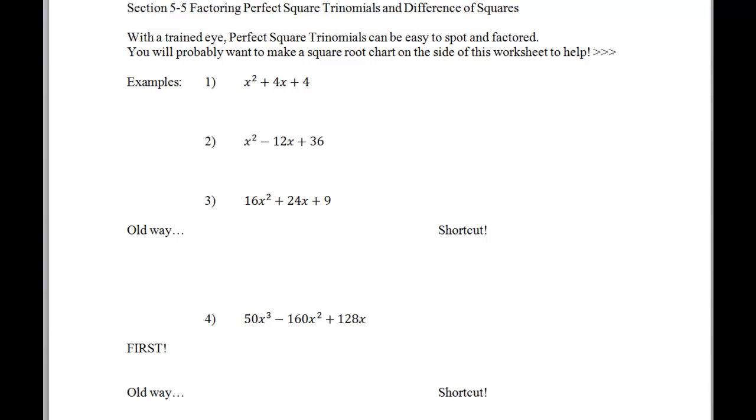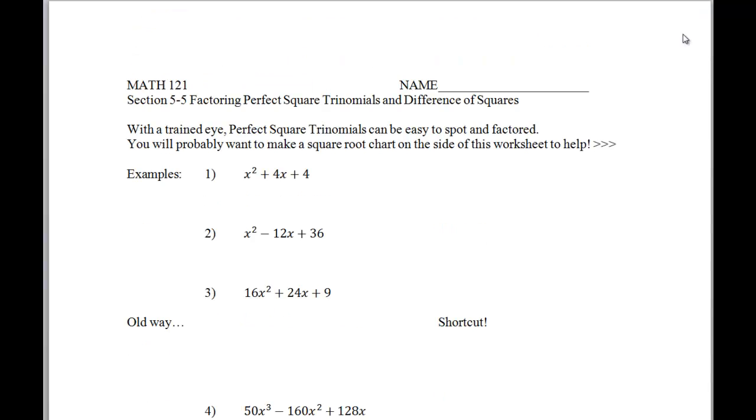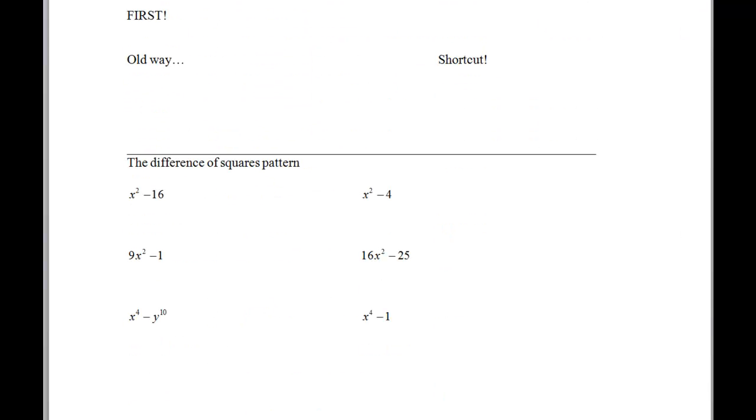This is the difference of squares. And in the difference of squares, we're going to take a look at how these patterns work out. Now, your square root chart is really handy here. The difference of squares means that if I have a squared minus b squared, that is the same thing as a plus b, a minus b.